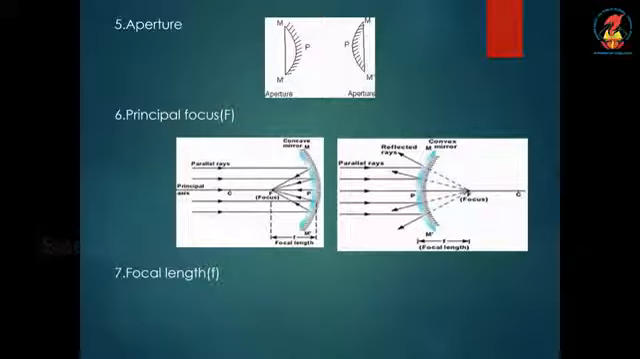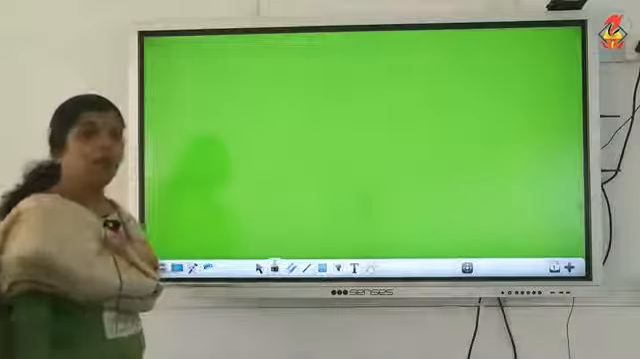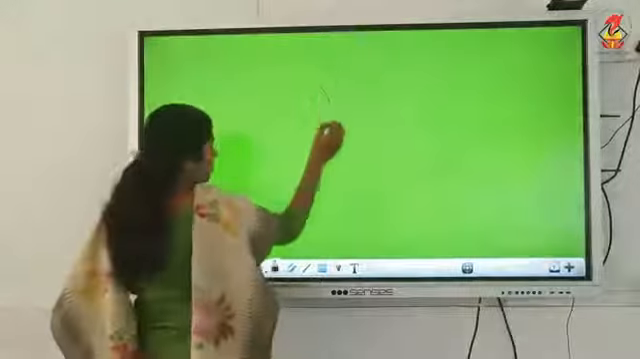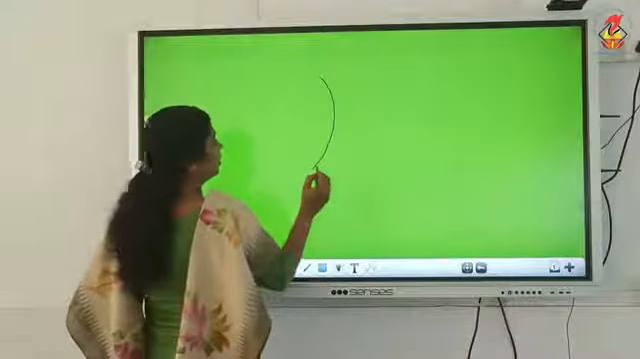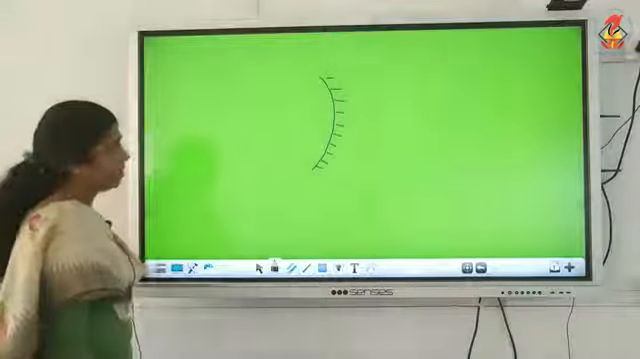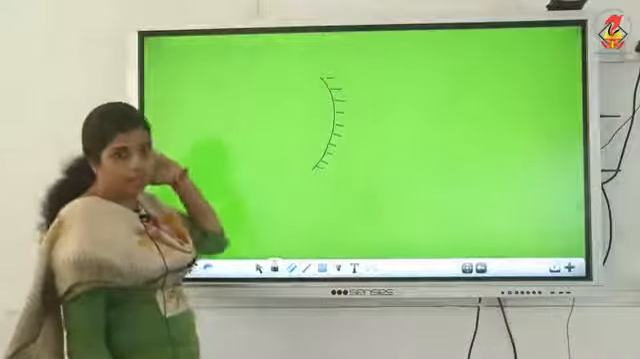So this one, I will draw it. So first we will draw the concave mirror. So this one is a concave mirror. The shaded portion will not reflect the light, only this portion will reflect the light.